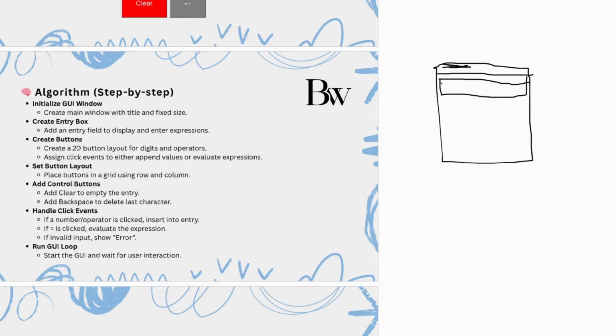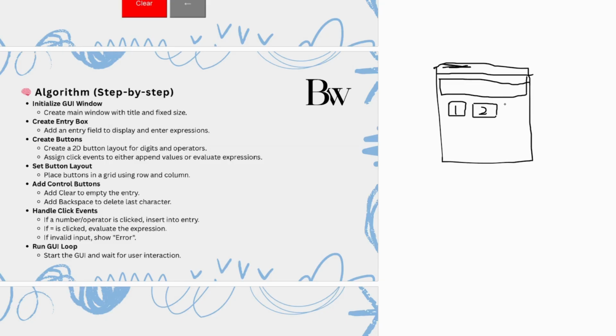Now we have to create buttons which represent the digits, that is 1, 2 and so on. And these buttons should be in grid layout. And next we have to add events to these buttons, such that when we click these buttons, they perform specific operations.